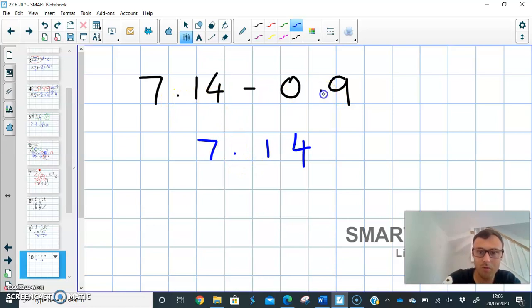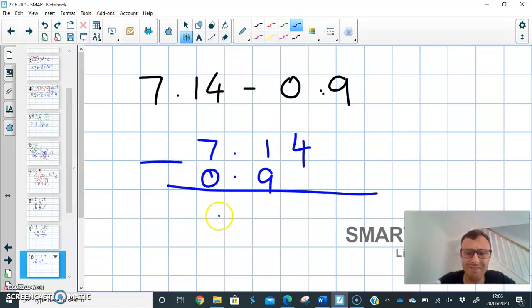So the decimal point from there is going to go there. I've got 0 there and a 9 there. And I'm subtracting. Now, I can't have nothing here. I need to put a placeholder in again. So I'm going to put my 0 in. And it becomes 0, 4 take away 0, which is obviously 4.